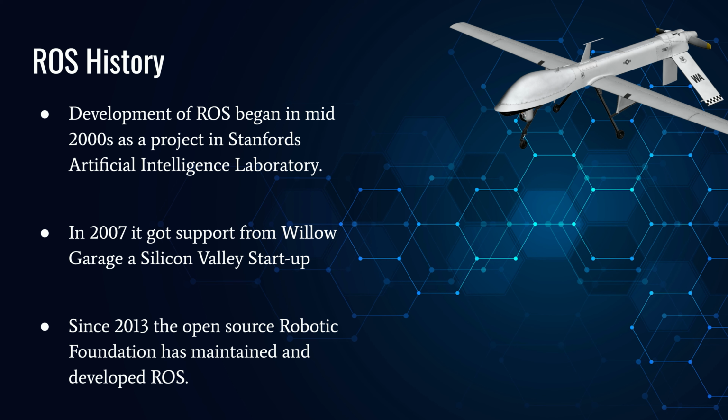So, ROS history. As mentioned before, the development of ROS began as a project in Stanford's Artificial Intelligence Laboratory. And in 2007, it got support from Willow Garage, which was a Silicon Valley startup. And since 2013, the Open Source Robotics Foundation has maintained and developed ROS, and it is also where you can find more information about ROS by visiting their website.